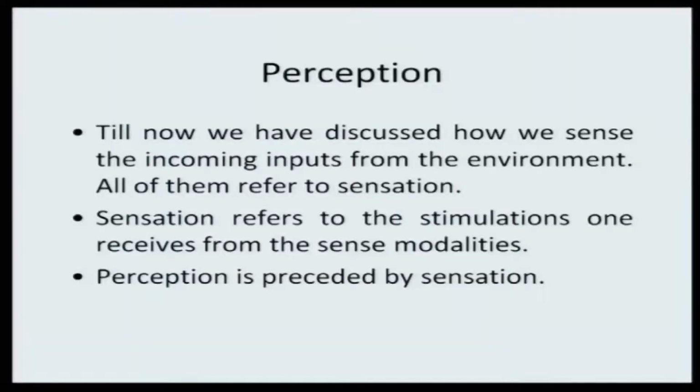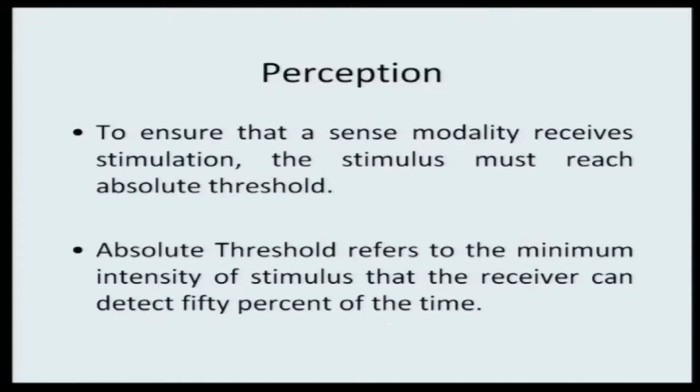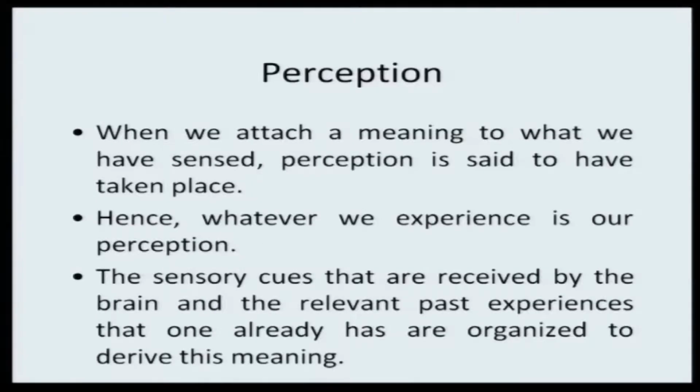So, till now what we have discussed is that the incoming inputs from the environment are assigned a meaning, and once we succeed in assigning a meaning to it, we say that this is perception. Now, to ensure that a sense modality receives stimulation, the stimulus must reach the absolute threshold. Therefore, absolute threshold is the minimum intensity of the stimulus that the receiver can detect at least 50% of the time. When we attach a meaning to what we have sensed, we say that perception has taken place, and whatever we experience is our perception.